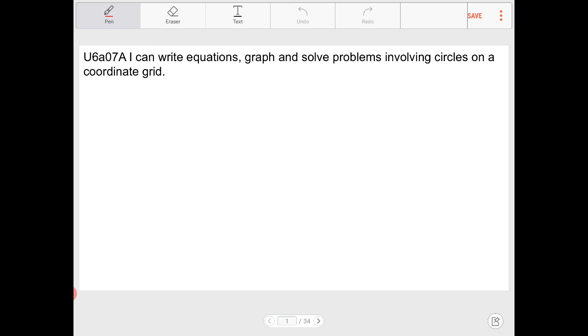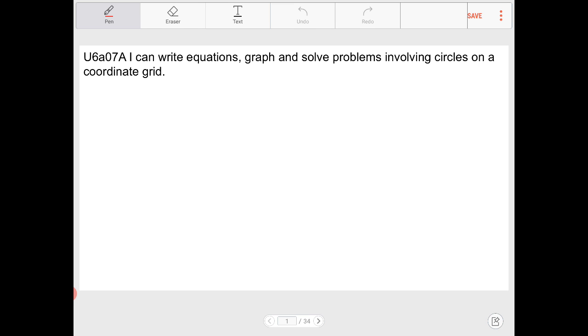So what we're going to try to do in this lesson, okay, for the past couple lessons, we've been studying and analyzing all the different properties associated with chords and secants and tangents, and the various angles that can form and then the lengths that it can form. What we're going to do now is transfer the circle from just a regular old plane onto a coordinate grid, and we're going to try to analyze a circle that way.